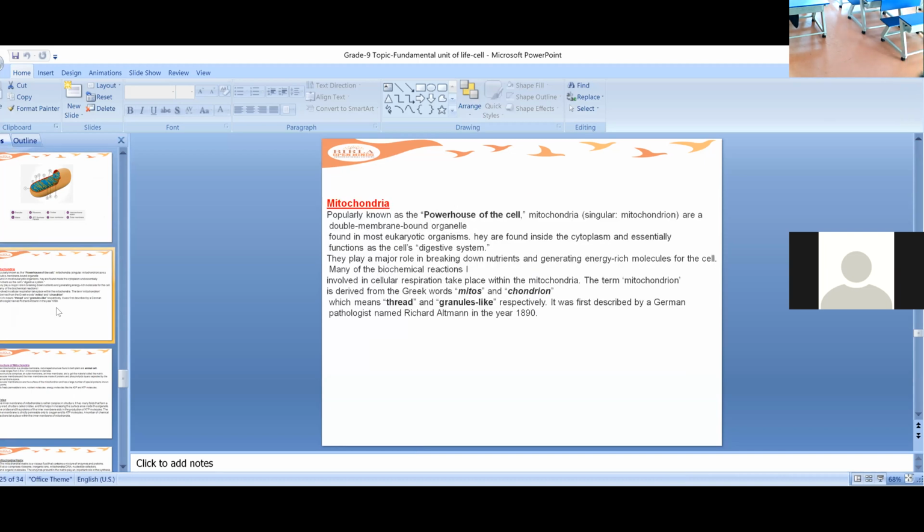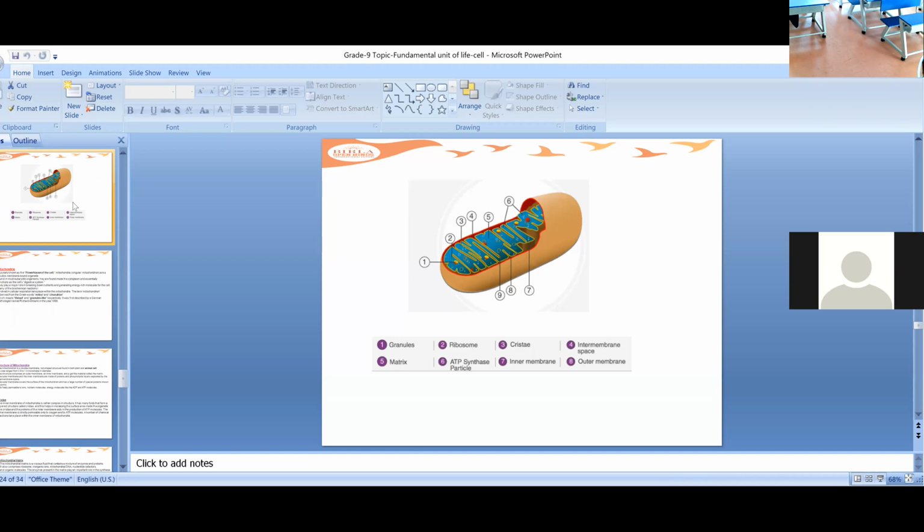In the mitochondria, if you see the structure, it is a double membrane bound organelle. It has two membranes, an inner membrane and an outer membrane, and it has different folds in it, which are called cristae. These folds increase the surface area because it has to generate the ATP. It has to generate the power for energy.